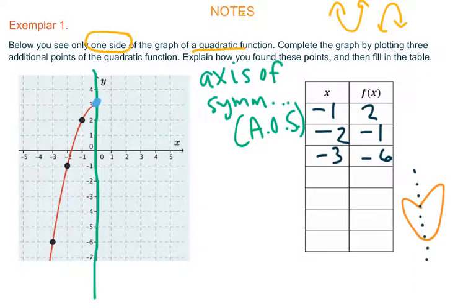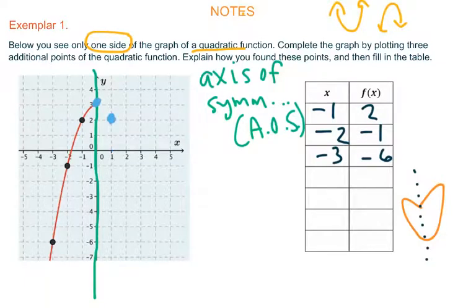Now, if I go to my second point, I want a point that is symmetrical to -1 and 2. Okay, this is my line of symmetry. My point is 1 point away from my line of symmetry, and it is at the y value of 2. So that means that on the opposite side, I need to be 1 point away, but at the y value of 2 to make it symmetrical.